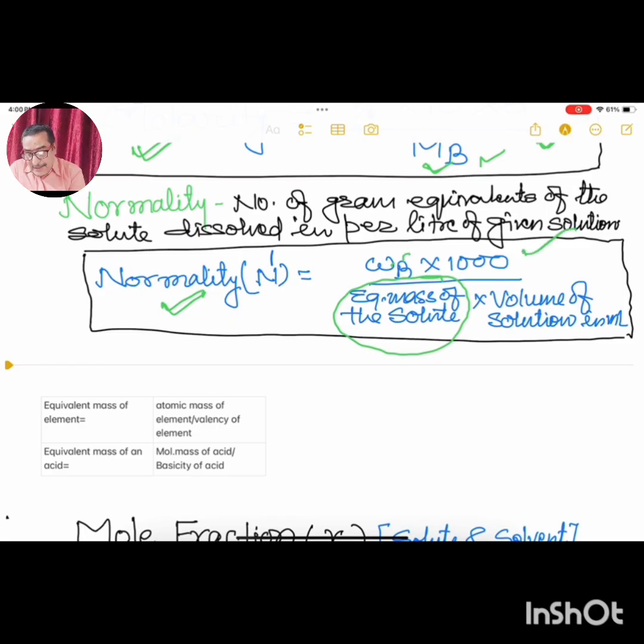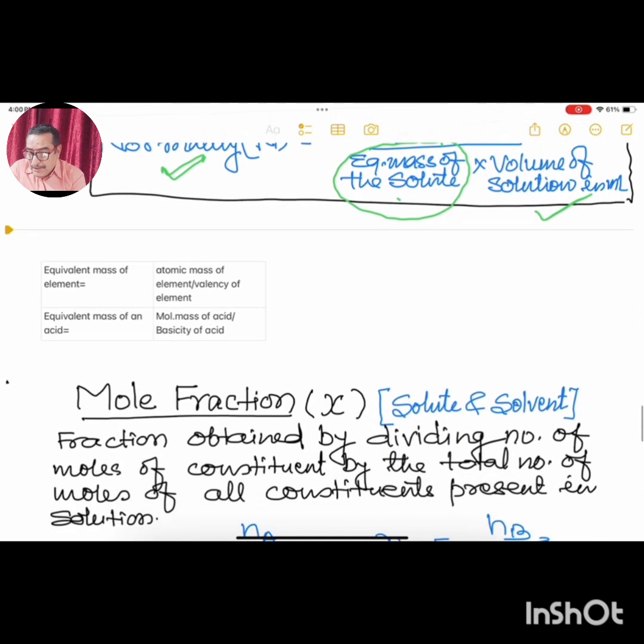So again you see, WB is the mass of the solute multiplied by 1000, upon equivalent mass of solute and volume of the solution in ml. You can also calculate the normality.